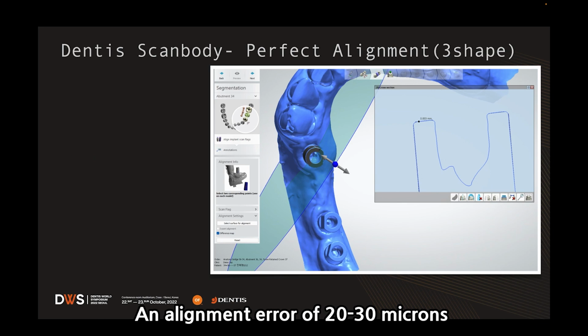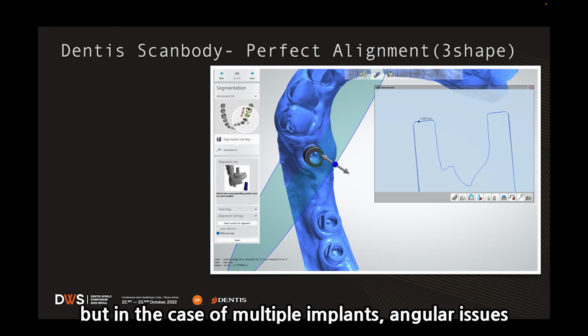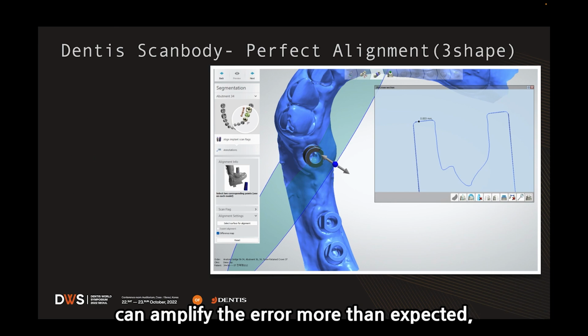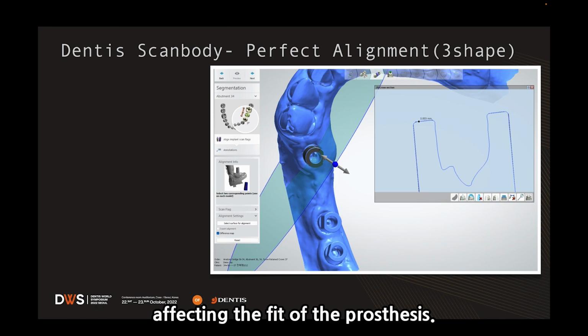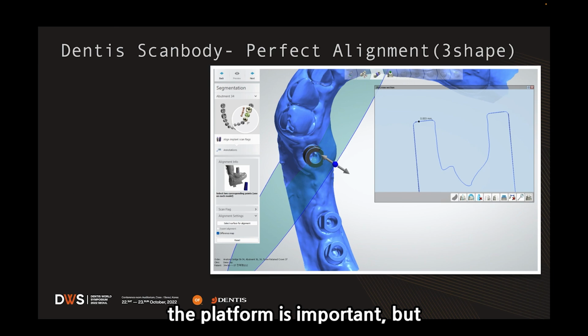An alignment error of 20 to 30 microns may seem clinically insignificant or negligible, but in the case of multiple implants, angular issues can amplify the error more than expected, affecting the fit of the prosthesis. Remember that the three-dimensional position of the platform is important, but directional misalignment can create even larger errors.